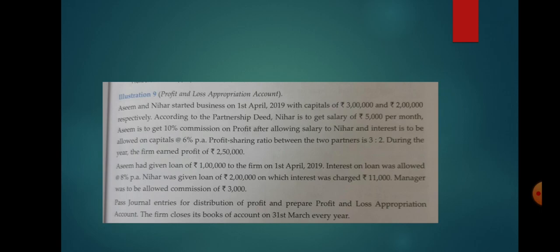Profit sharing ratio between these two partners is 3:2. At the year end they have earned a profit of rupees 2,50,000. Asim had given a loan of rupees 1 lakh to the firm, and interest allowed on such loan was 8%.